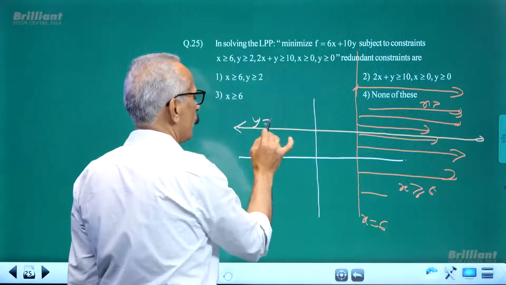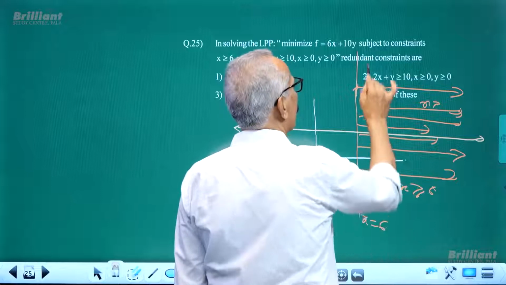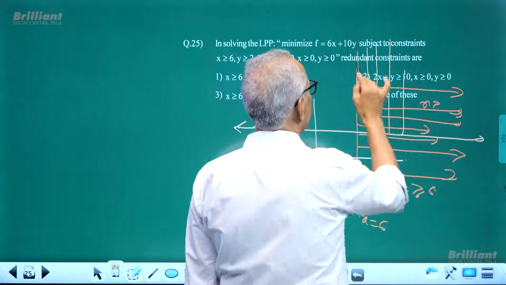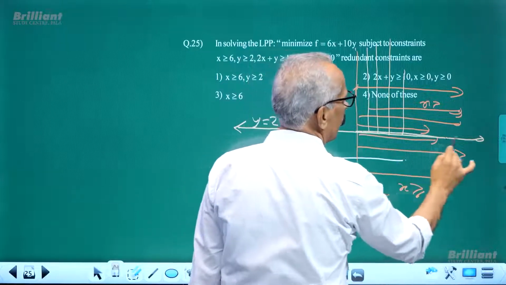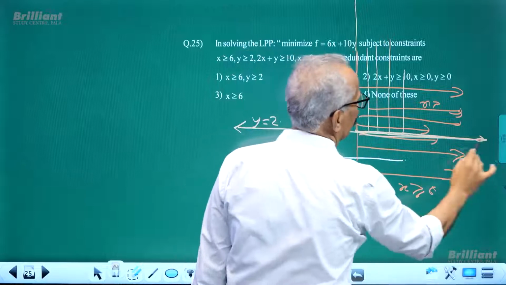ഇതാണ് y ഇസ് ഈക്വൽ ടു 2. y ഗ്രേറ്റർ ദാൻ ഈക്വൽ ടു 2 എന്ന് പറഞ്ഞാൽ അപ്പർ പാർട്ടാണ്. ഇതിൻ്റെ റൈറ്റിലേ പാടുള്ളൂ, അപ്പോൾ ഇങ്ങോട്ടേ പോകാൻ പാടുള്ളൂ. ശരിക്കും പറഞ്ഞാൽ ഈ പാർട്ടേ ഉള്ളൂ. അതുകൊണ്ട് ഇതുപോലുള്ള ഒരു ഓപ്പൺ റെക്റ്റാങ്കുലർ പാർട്ടാണിത്.